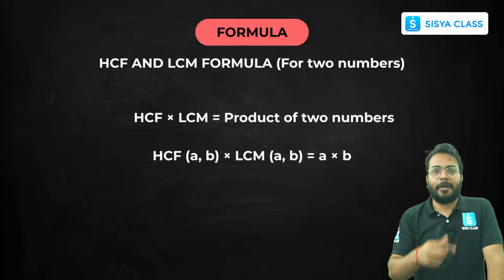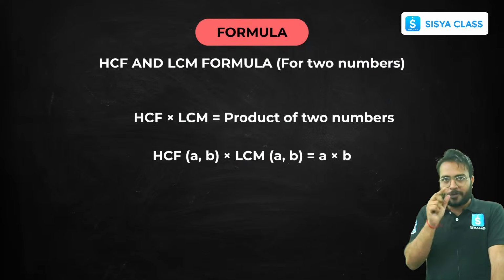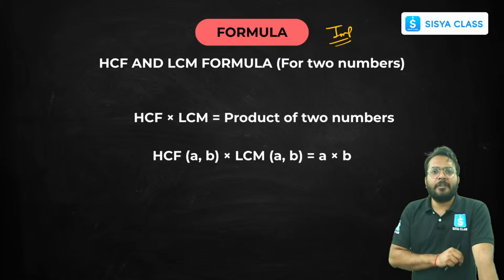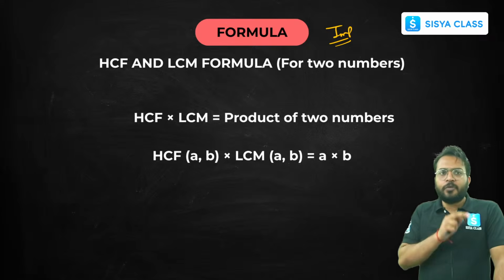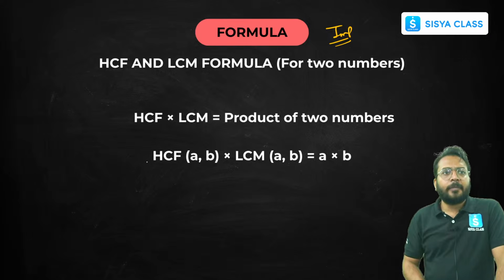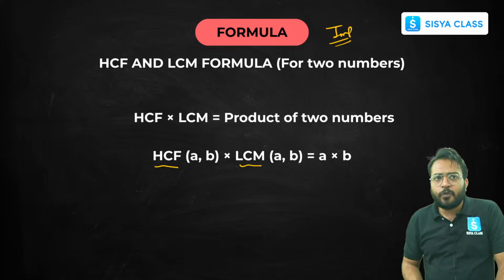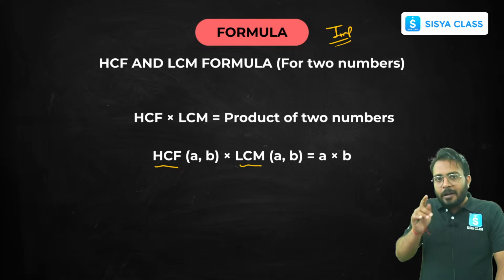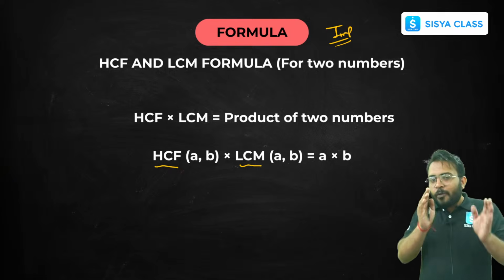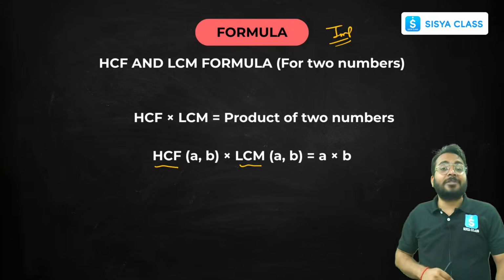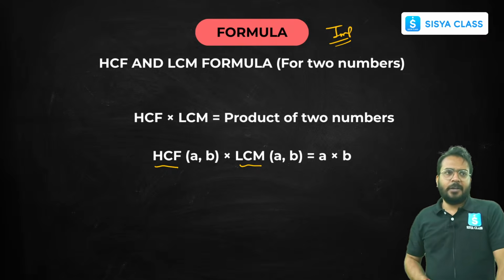Now, formulas. This is one of the important topics. Formula: if you are having two numbers and you are going to find out the HCF of those two numbers and the LCM of those two numbers, definitely the product of LCM and HCF is going to be equal to the product of the numbers as well. So let us take one example.